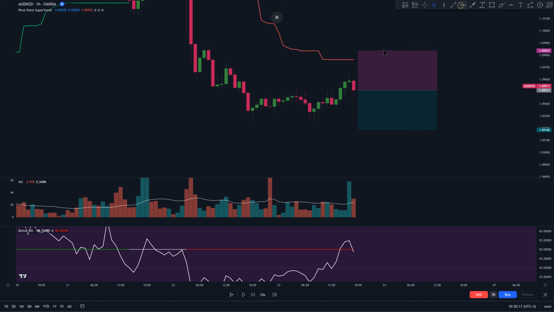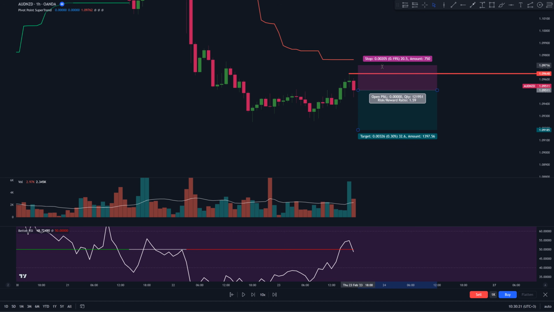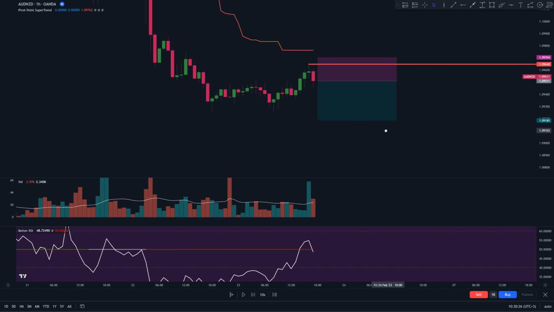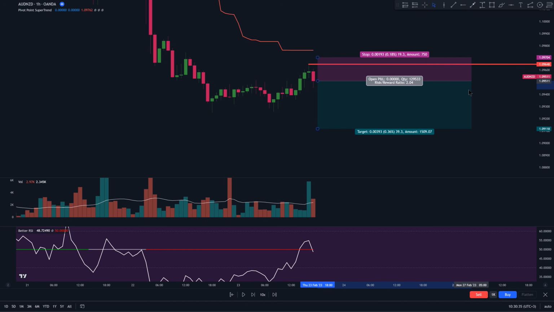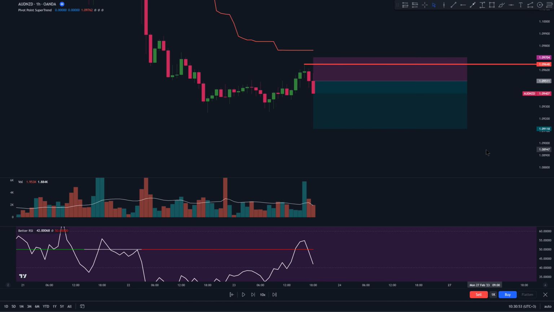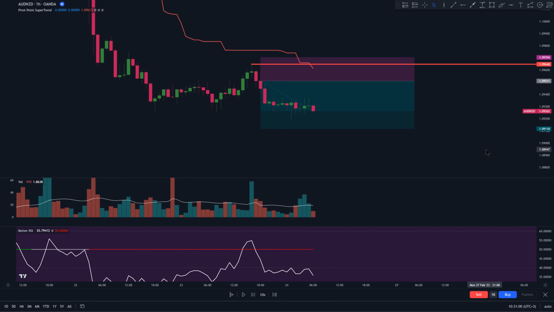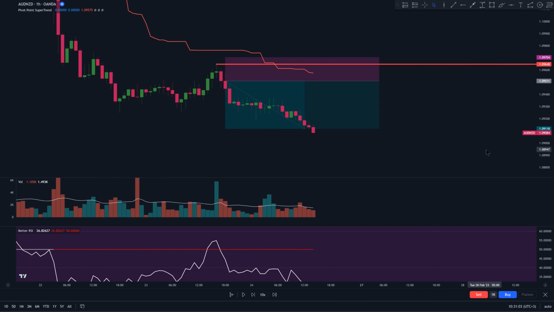The stop loss is going to be set above the most recent swing high, and for the take profit, we're going to set it at 2 times the risk for a risk-reward ratio of 1 to 2. We let this trade run, and it hits take profit.